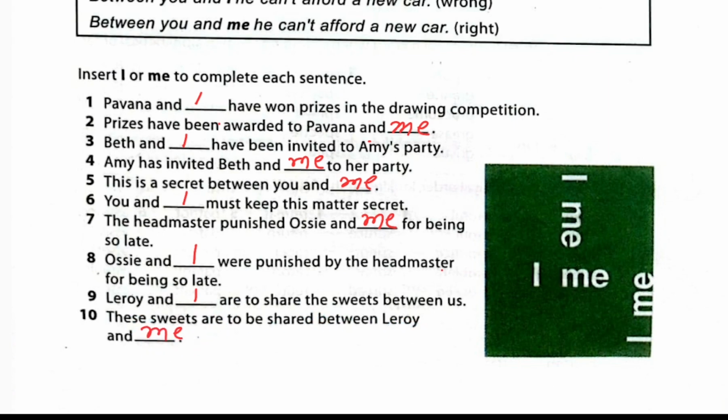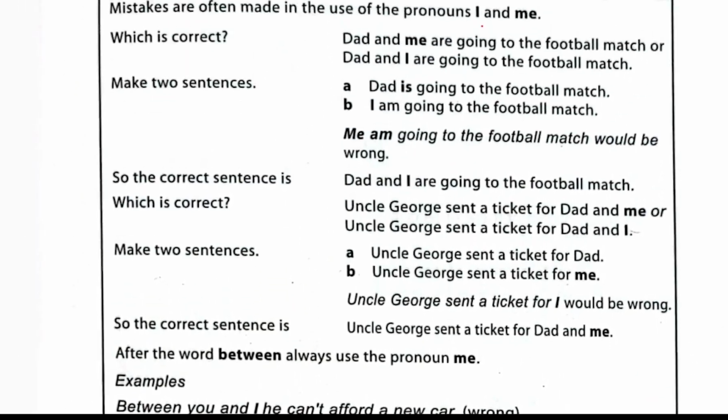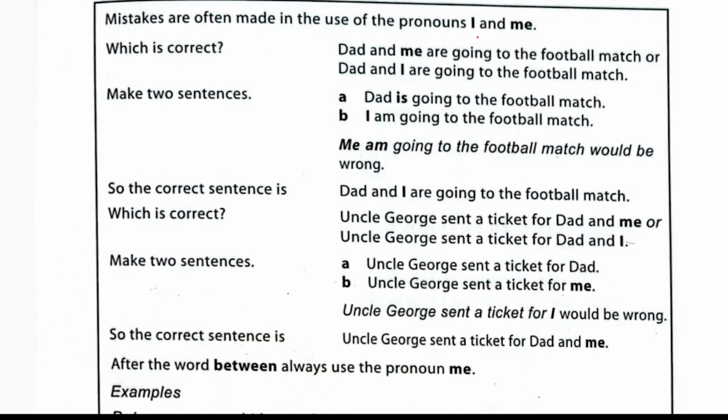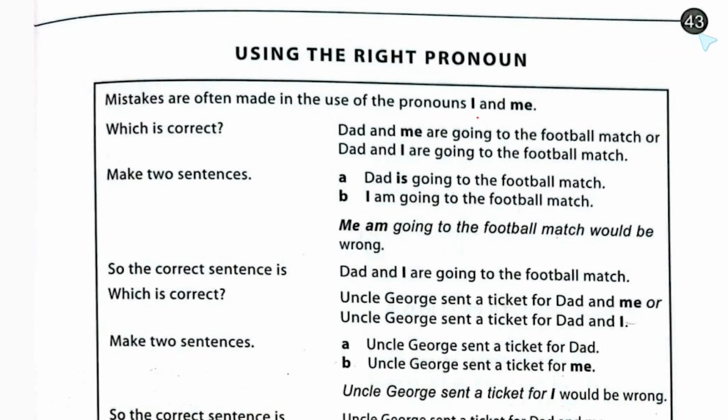These are so easy. We have done today another page from Junior English book 4, and the page number is 43, and the topic is using the right pronoun. Next day we will do page number 44, and there we will find another topic, that is alphabetical order.